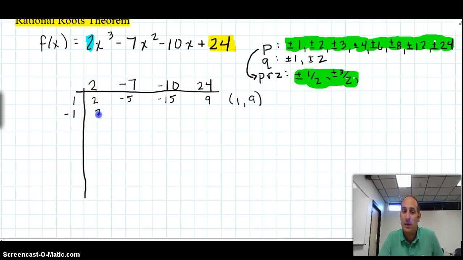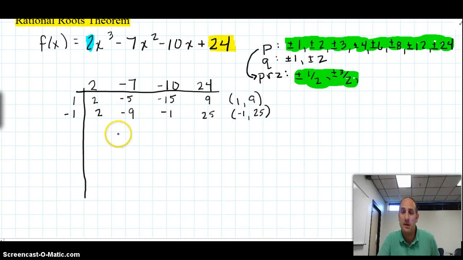I tried negative 1. We go through the same process, drop down the 2 from the beginning. We're done with this first line underneath there. Negative 1 times 2 is negative 2, and that combined with negative 7 is negative 9. Negative 1 times negative 9 is 9, and then when you add 9 and negative 10, you get negative 1. Negative 1 times negative 1 is 1. Add it, you get 25. So what that tells us is at negative 1, we get the value 25. That's even further from 0 than what we started with. Like on the last one, we were at 9, now we're 25 units above.